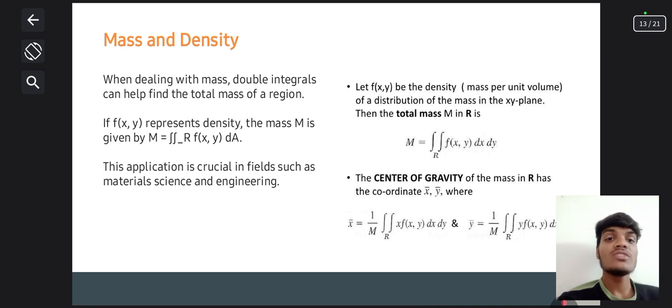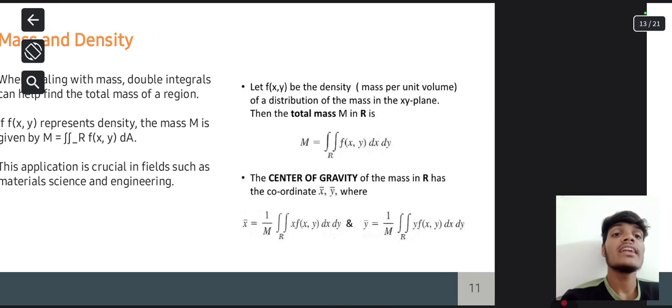This application is crucial in fields such as material science and engineering, and sometimes in physics we use this formula. Let f of x comma y be the density, mass per unit volume, of a distribution of mass in the xy plane. Then the total mass m in R is m equals the double integral over R of f of x comma y dx dy. The center of gravity of the mass in R has the coordinates x bar comma y bar, where x bar equals 1 by m times the double integral of x f of x comma y dx dy, and y bar equals 1 by m times the double integral of y f of x comma y dx dy. These are the main formulas for mass, density, center of gravity and total mass.